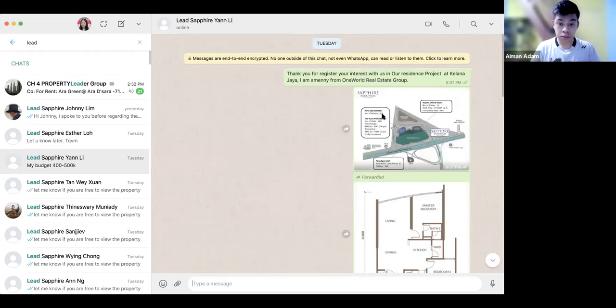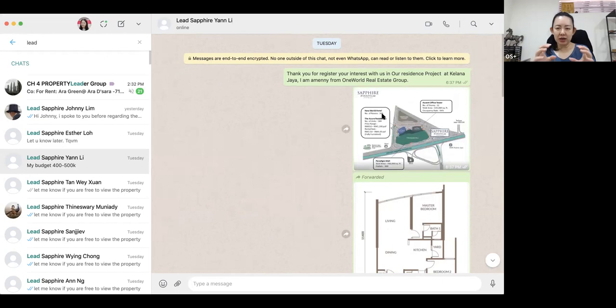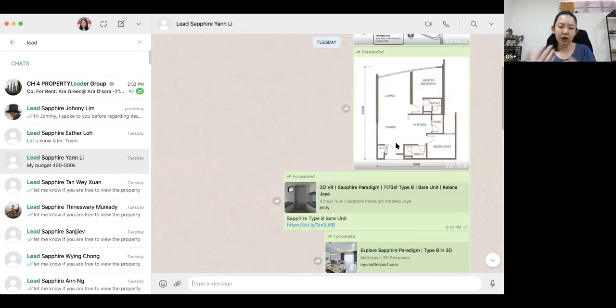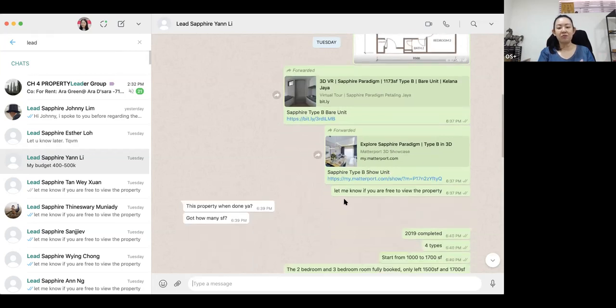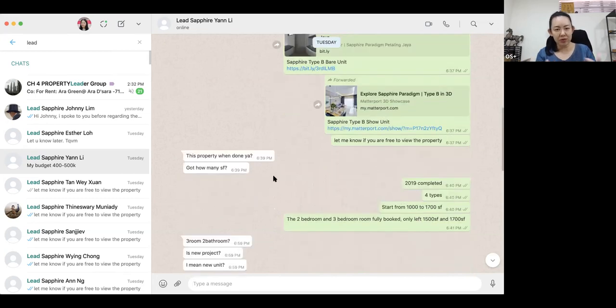All right, so basically what I usually do is that I will do a screenshot of the project information from the sales kit. Then when I communicate with the customer, I like to call them to understand what they want. Then only I will send the information to them. I won't send the whole information because it probably will confuse the customer. So I send the layout plan, then I send the VR. After that, I ask them when they want to have a look at the property. Then of course, there's some Q&A coming in.